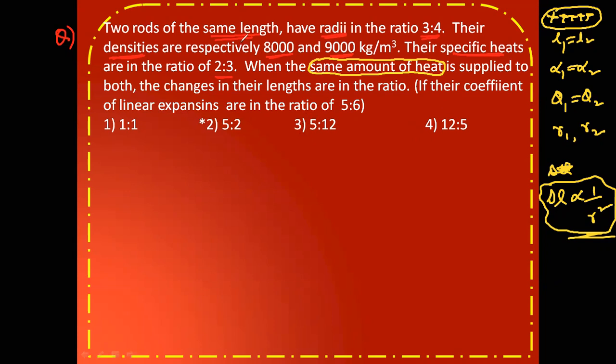But here, their lengths are the same only. The radii are different. That's okay. In addition to both of them, two more pieces of information they give. They are not made of the same material. If they are made of the same material, I can take alpha 1 and alpha 2 as same, and S1 is equal to S2, I can say. Generally, the density is also the same.